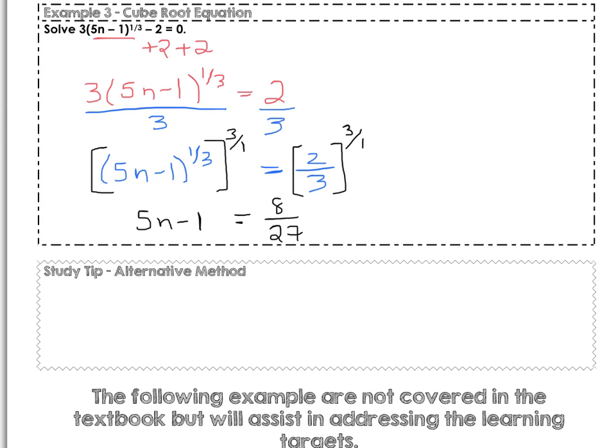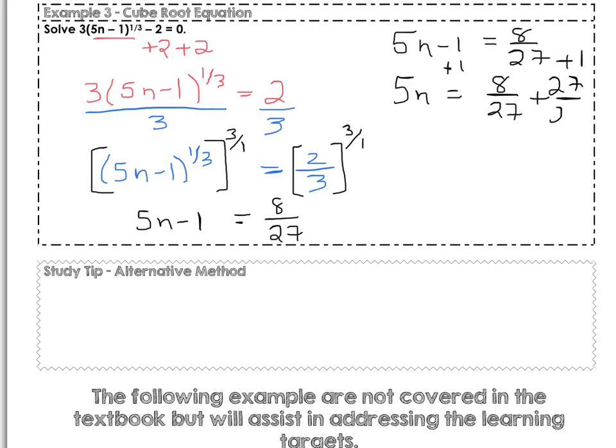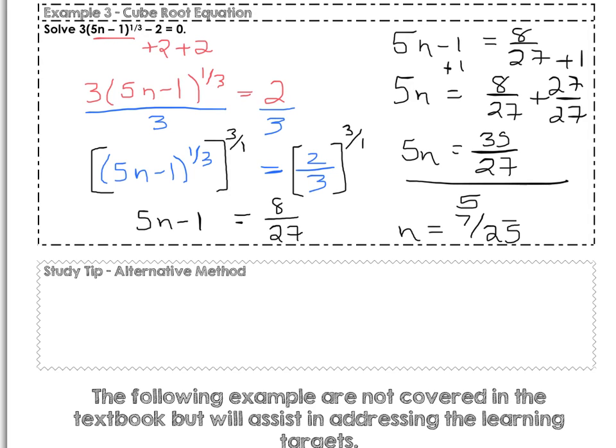So now, I'm going to bring my steps over here. That way you can see them. I'm going to add 1 to both sides. And when I add 1, I'm really adding 27 over 27. Okay, that way I have a common denominator. So 5n is equal to 35 over 27. Now I'm just going to divide both sides by 5, and I'm going to get that n is equal to 7 over 27. Oops, 27, not 25, Miss Rudolph.